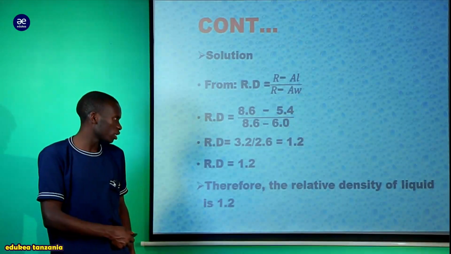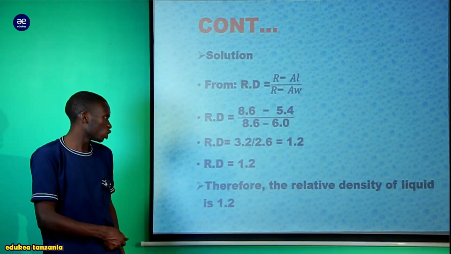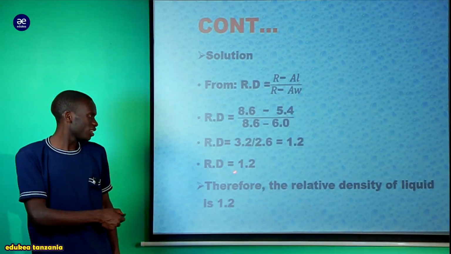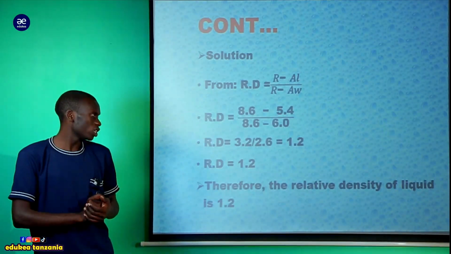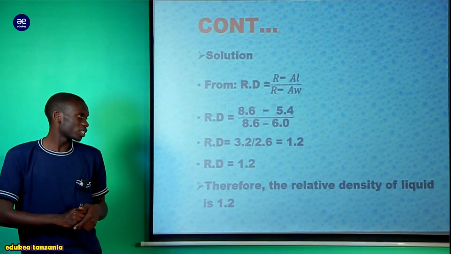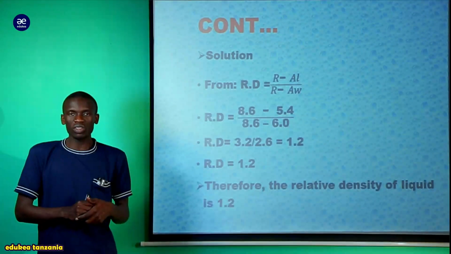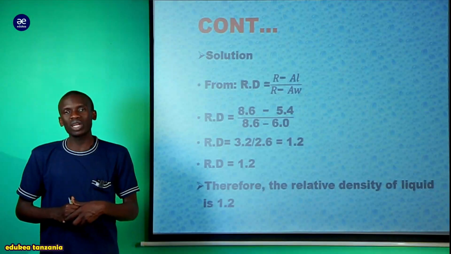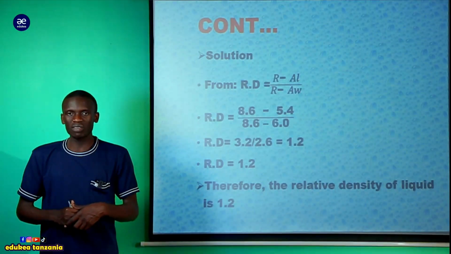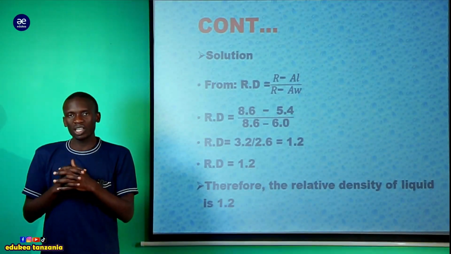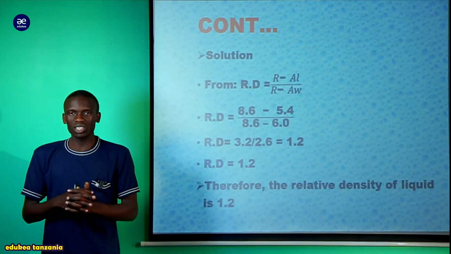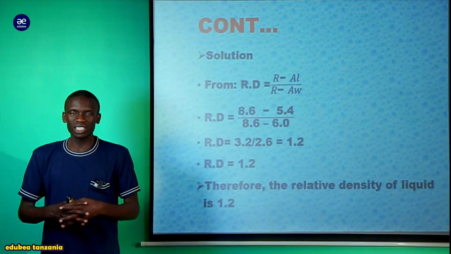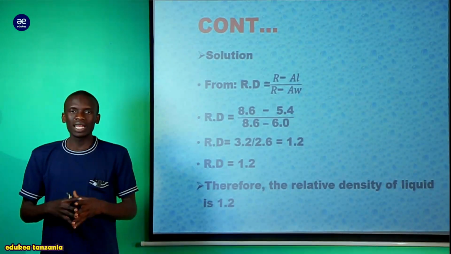Then the relative density of the liquid is 1.2. That is the relative density of the liquid. So this is how you can calculate the relative density of a liquid if you are given the real weight and the apparent weights of a solid. So this is a simple way to determine the relative density of a liquid.